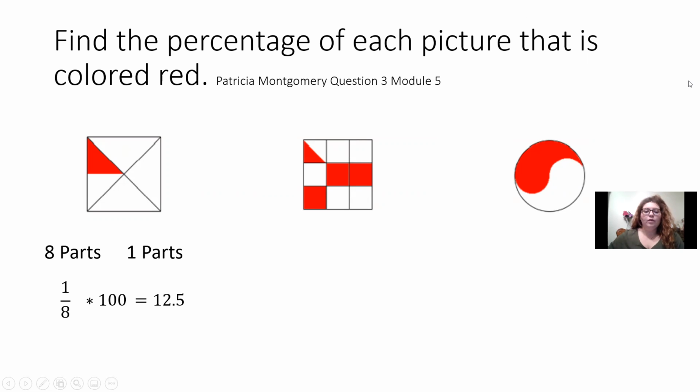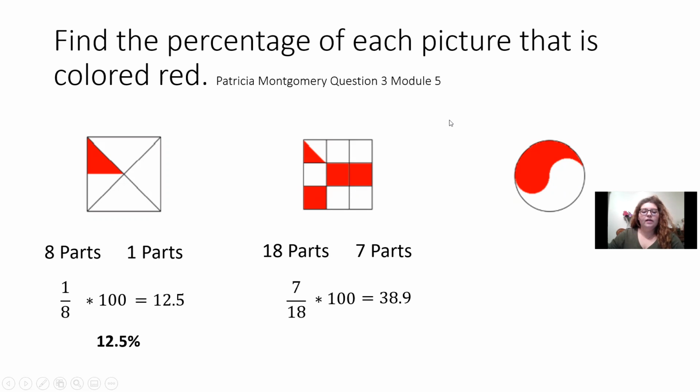Now for this next one, we're going to look at how many parts we have again. We have 9 squares, but we have this one that's in half here. So we're going to go ahead and make them all in half. Instead of 9, we have 18 parts. Of those 18 parts, we have 7 shaded parts. So we're going to make that 7 over 18 times 100, which gives us 38.9%.